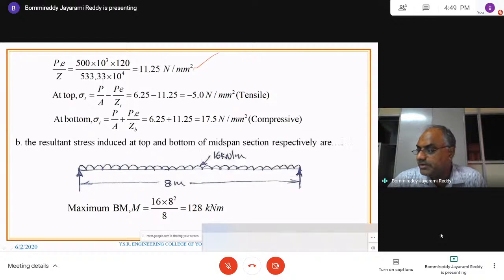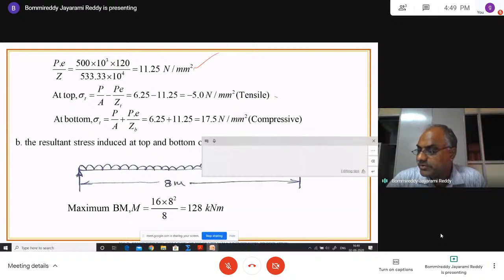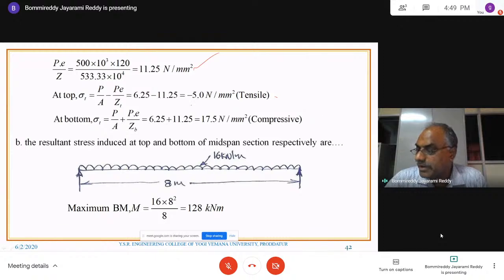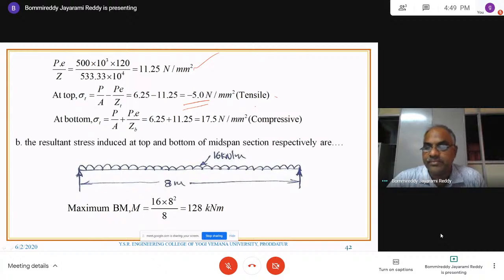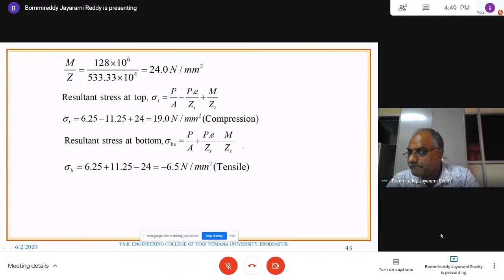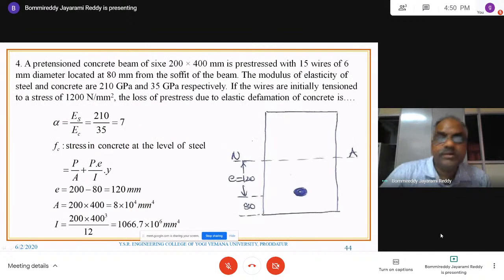And finally, you will get the stress at the top. Stress at the top here is minus. Minus indicates that the nature of the stress is tensile, and positive indicates that the nature of the stress is compressive. That's one problem. Another, if the resultant stress induced at the top and mid-span section, okay, it is also similar to that.